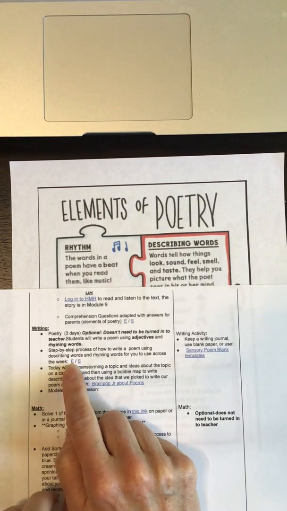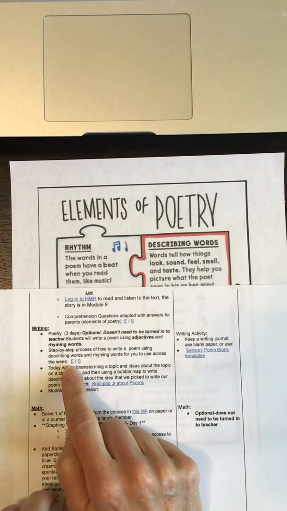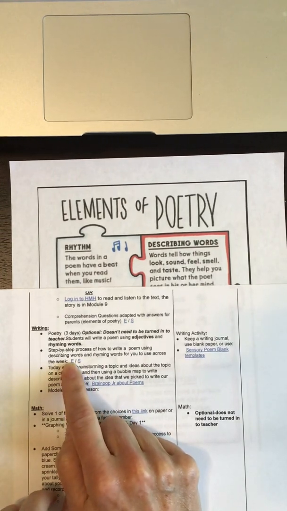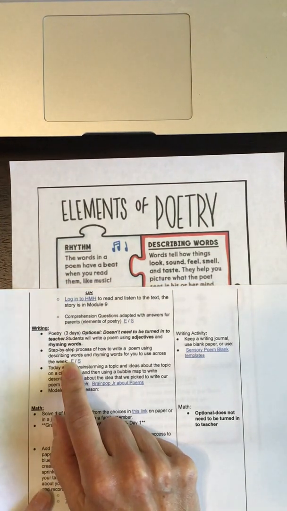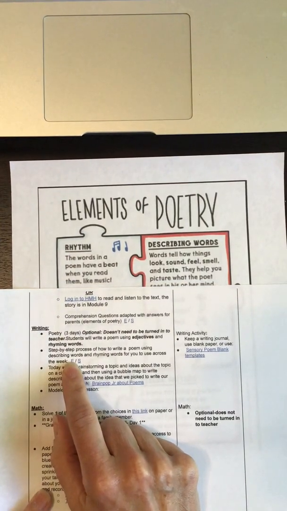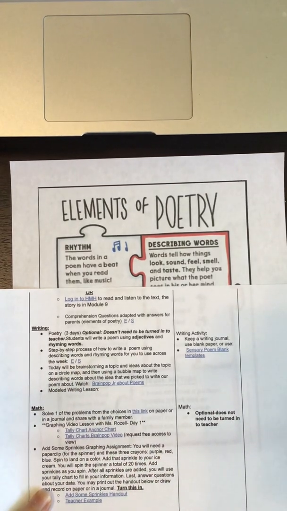If you click on the E here, which is for English version, there's also the Spanish version. It's going to show you the step-by-step process of how to write that poem using describing words and rhyming words for you to use the whole week. It looks the same as last week's, but it's going to be a little bit different.